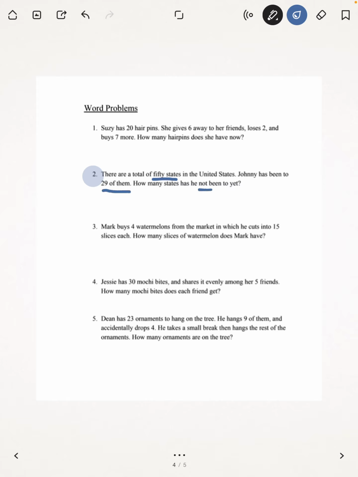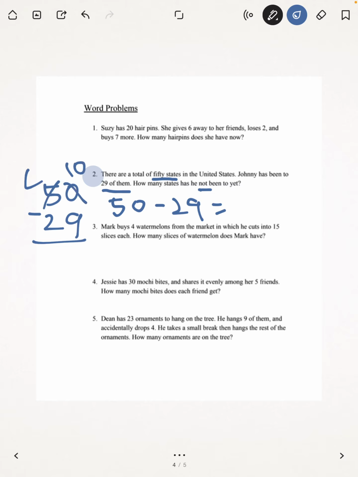And now on our last page, we are going to be doing word problems. So let's do number 2. There are a total of 50 states in the United States. Johnny has been to 29 of them. How many states has he not been to? So there are 50 states in the United States, but he's been to 29 of them. We're going to have to subtract 29 to find out how many states he hasn't been to.